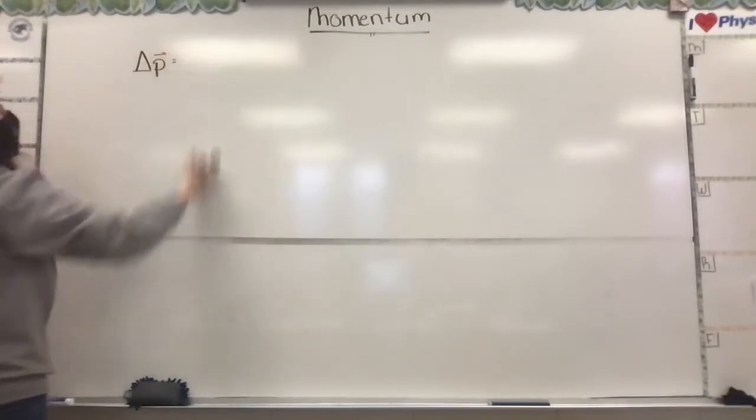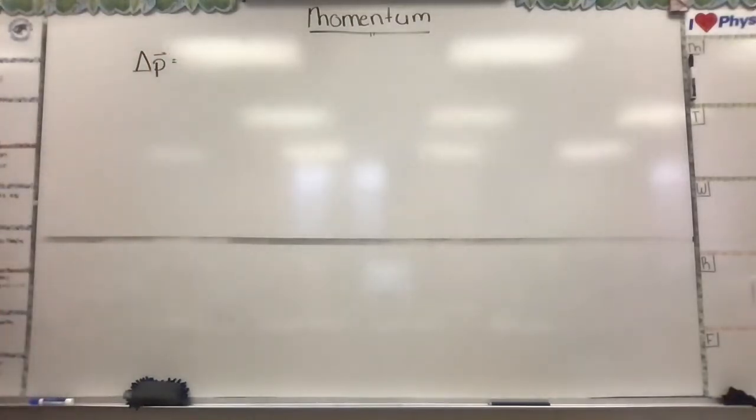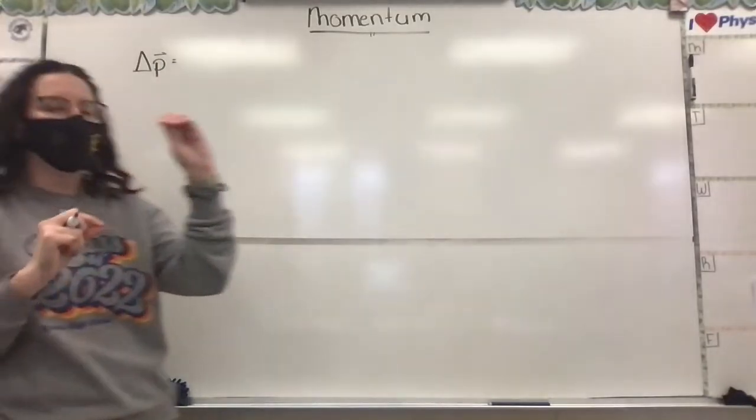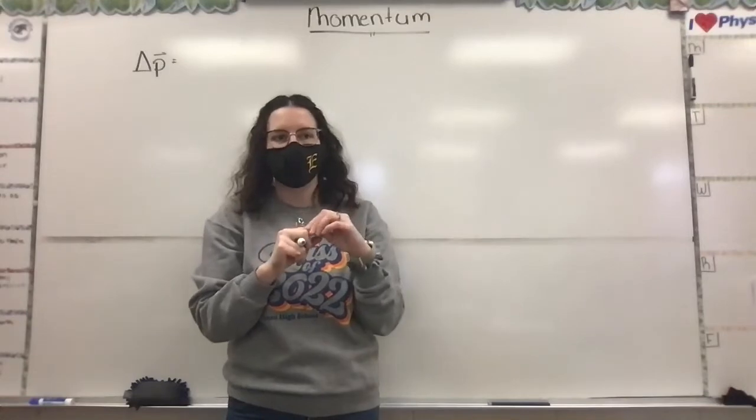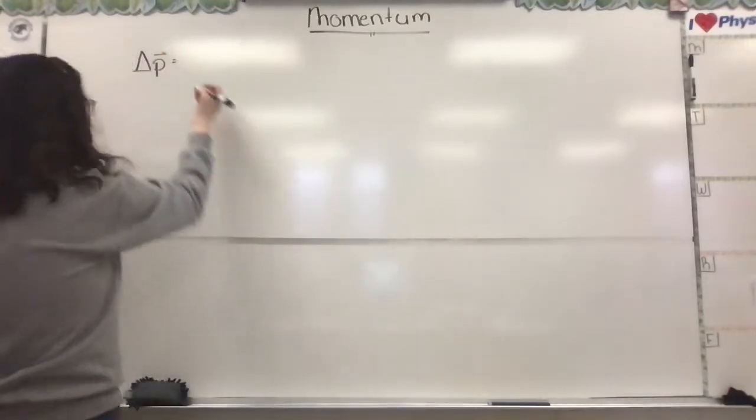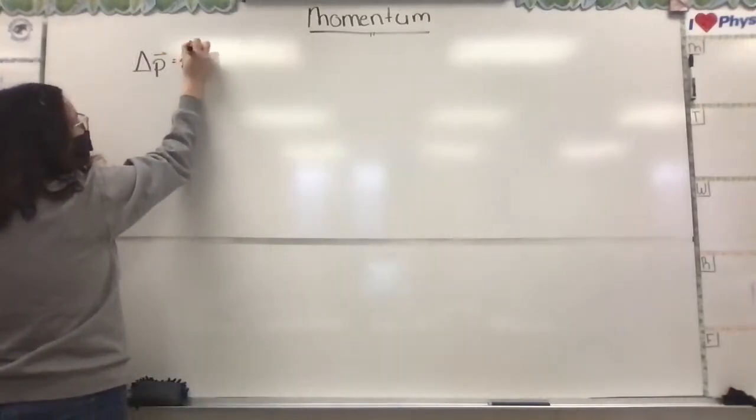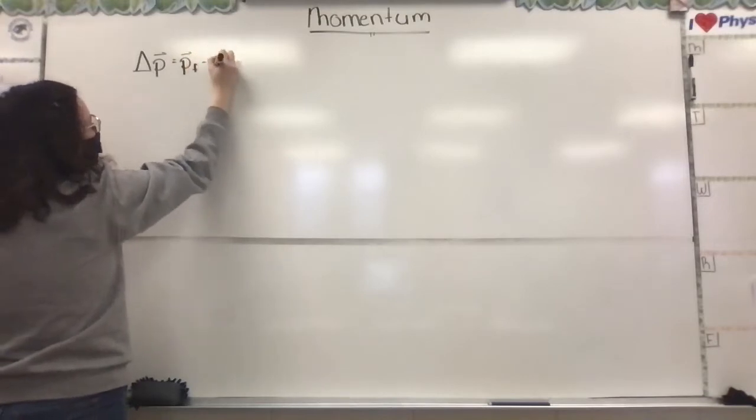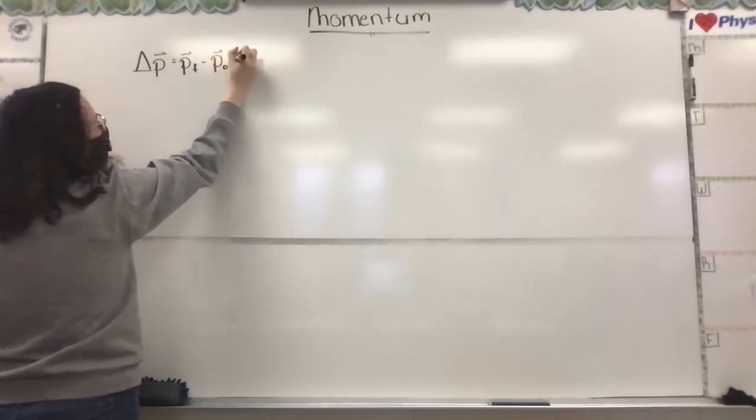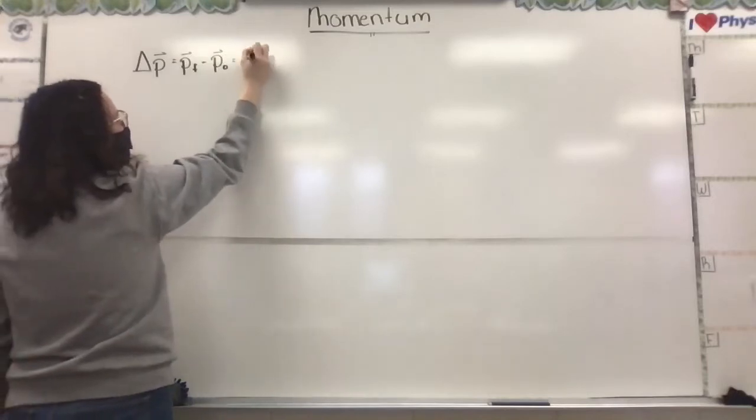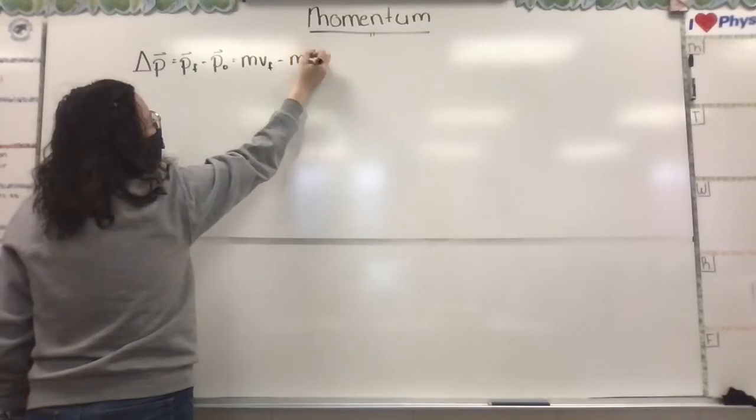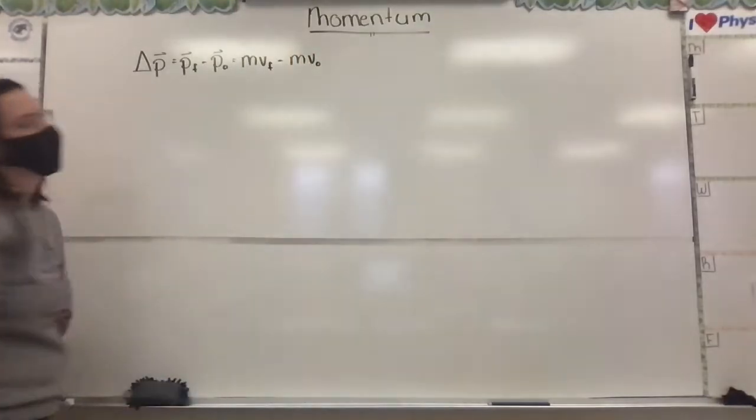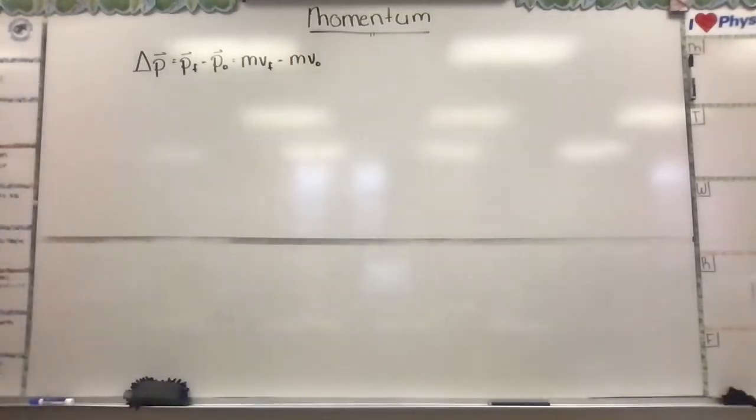Okay, so change in momentum. How from the beginning of the year have we always classified a change in something? We said something minus something. Final minus initial. So we're going to take whatever our final momentum is and subtract the initial from it, which is like saying final minus initial, right? Okay, so that's what we're going to deal with here.